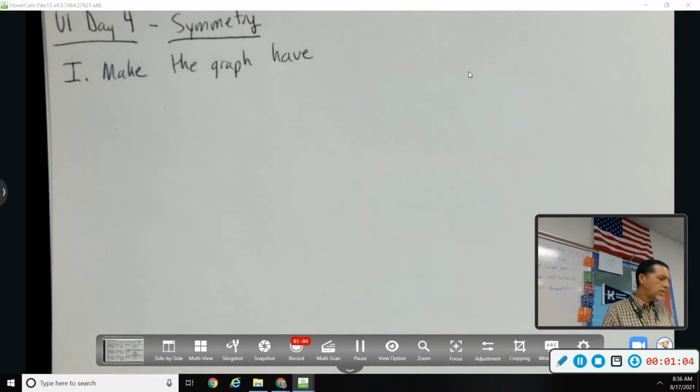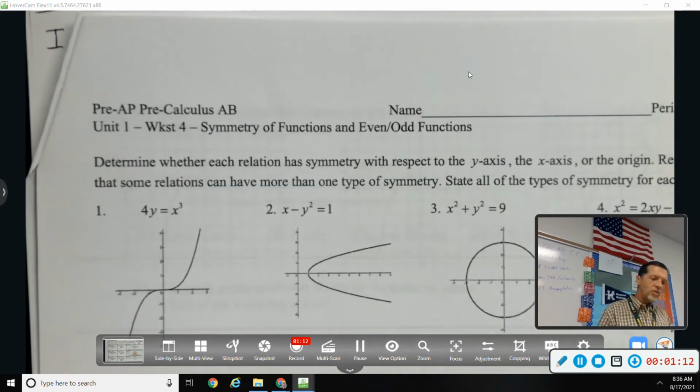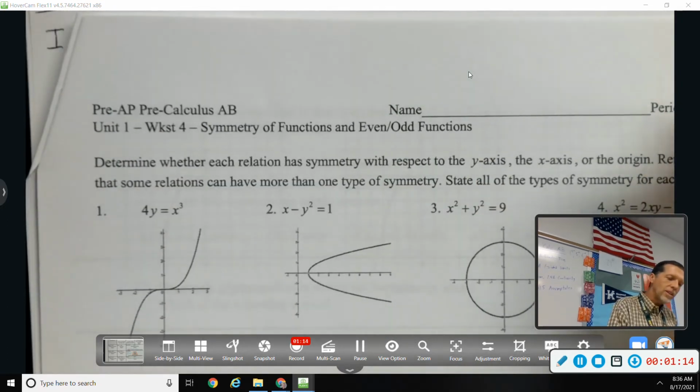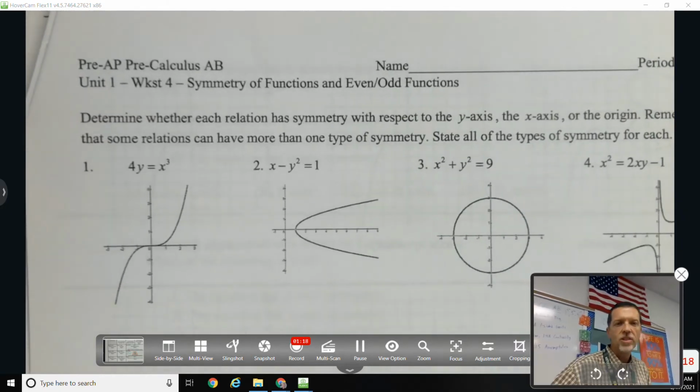And you know what? To do that, let's do the first couple off the worksheet together. So, change of plans here a little bit. But nobody ever objected to doing homework together, I don't imagine. So look at worksheet 4. We'll do the first 3 together, and then we'll jump back to notes.